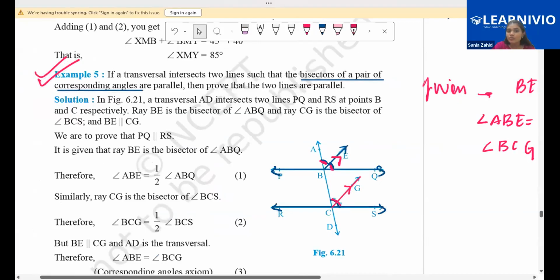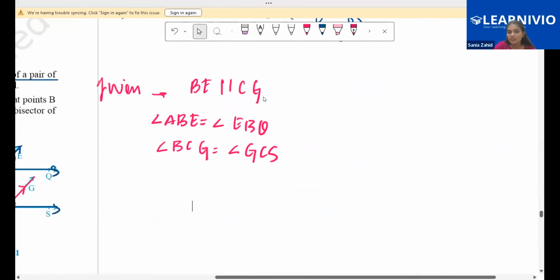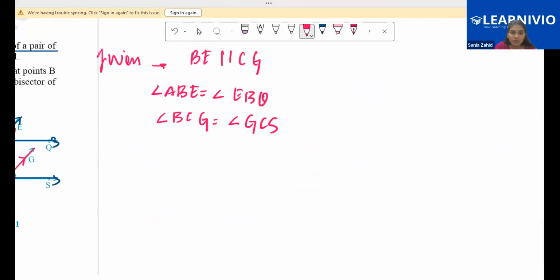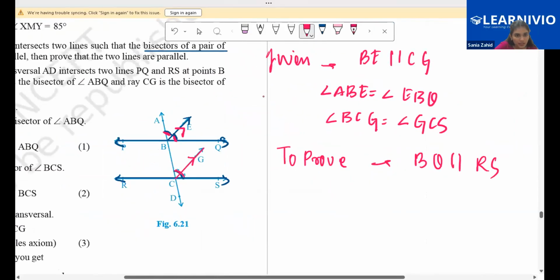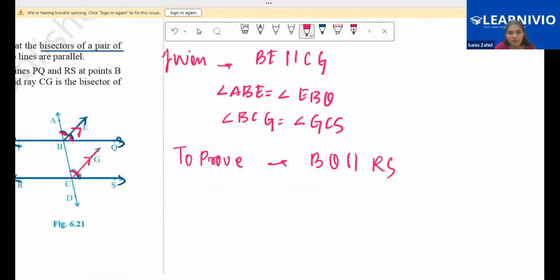Next it says, then prove the two lines are parallel. Now you have to prove that this line PQ is parallel to RS. So next point, we have to write what you have to prove. So to prove is PQ is parallel to RS. So this is what you have to prove.